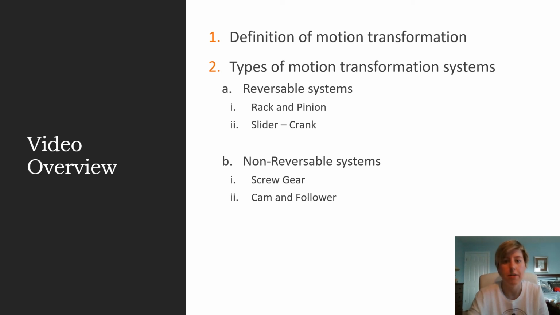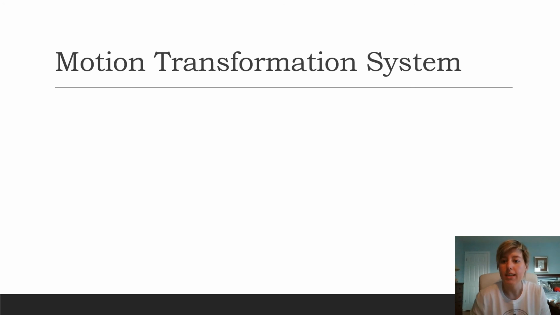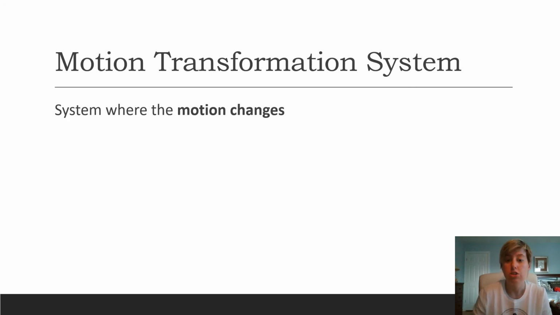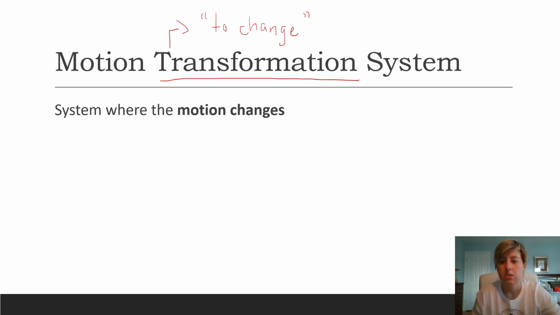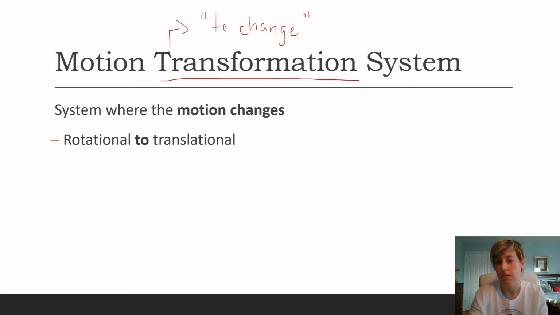So let's get started. A motion transformation system is a type of system where the motion changes. Now, the key clue that we have here is the word transform, because transform means to change. So what this means in the system is that my driver component and my driven component do not have the same motion. So I have 2 possibilities here.